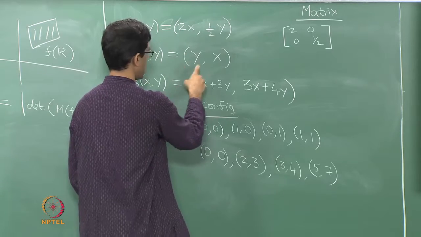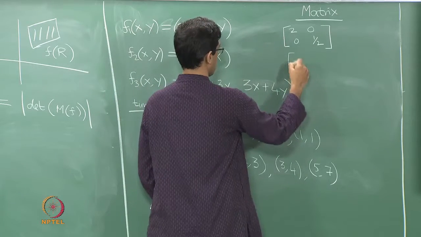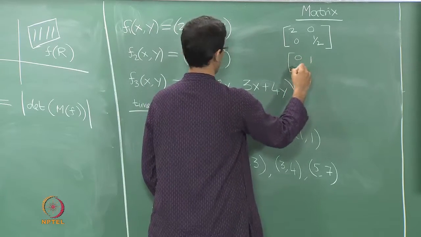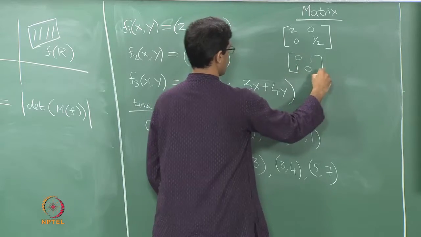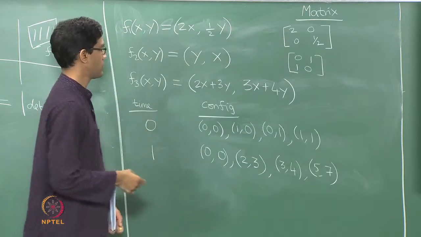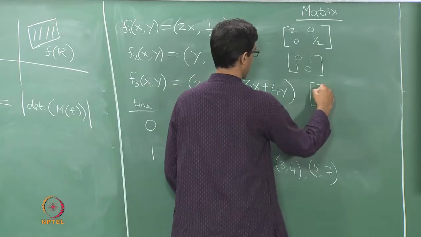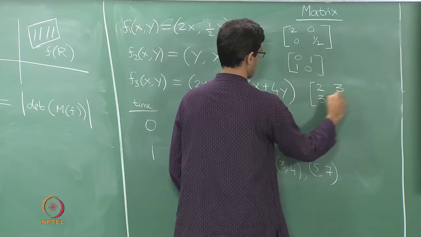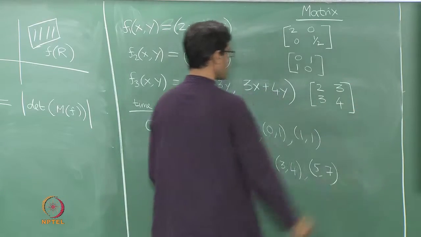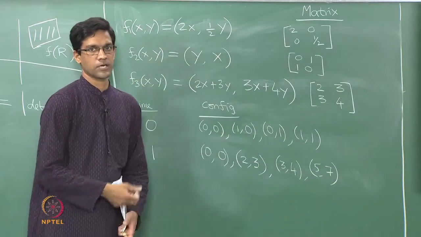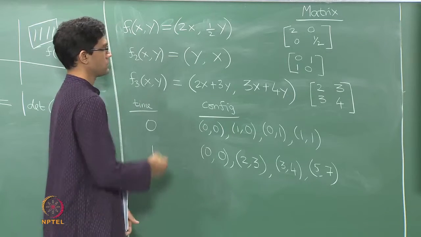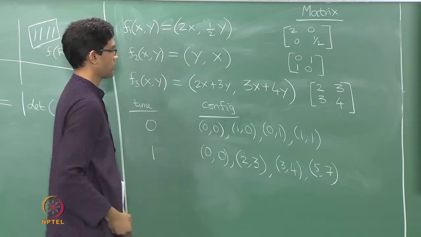The matrix corresponding to f2 is just, well, at 0 1 and x just means 1 0. So you should just check that what I am doing is right here. And f3 is just 2x plus 3y, so 2 3, 3x plus 4y, so 3 4. So this was our recipe for constructing the matrices from the formulas for the functions.